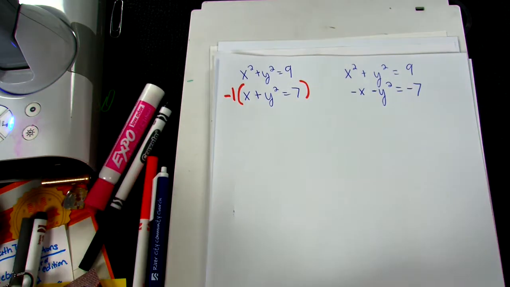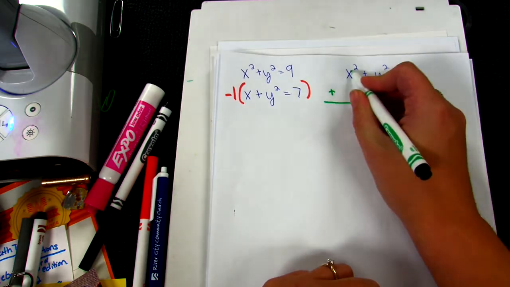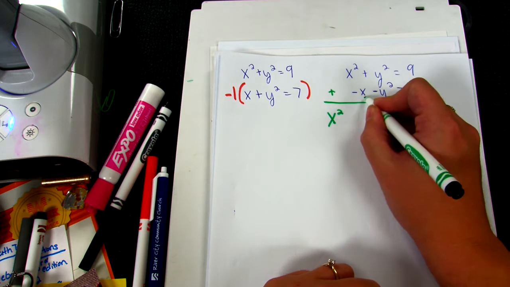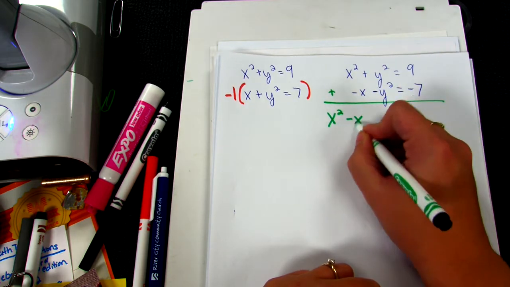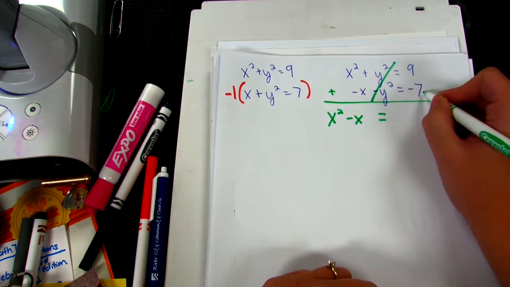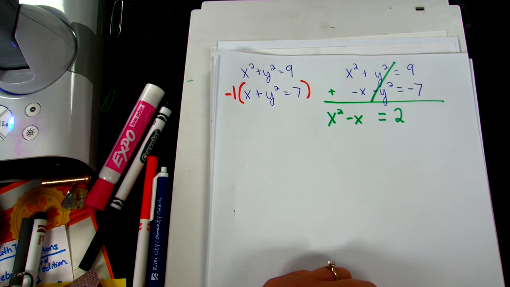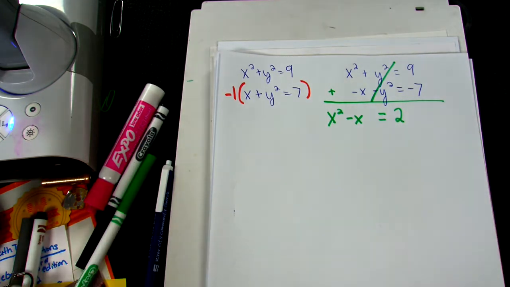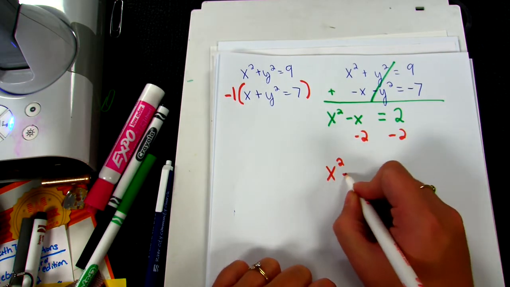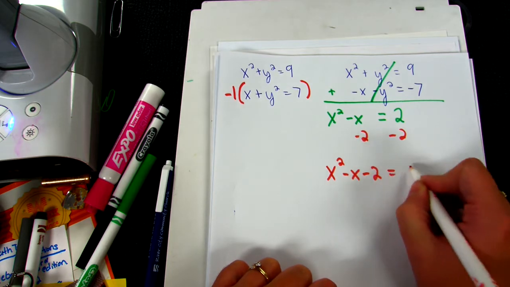So now I treat that like a big addition problem. X squared cannot combine with negative x, so x squared is just going to come down. Negative x cannot combine with anything, so that's just going to be there. Y squared minus y squared cancels. Now I have my equals. 9 minus 7 becomes 2. All right, so again, we have a quadratic. We want to set it to 0, so we're going to subtract 2 from both sides. So x squared minus x minus 2 is equal to 0.